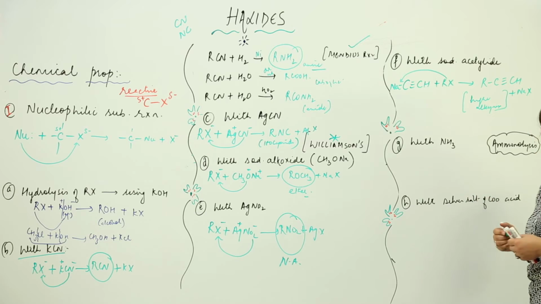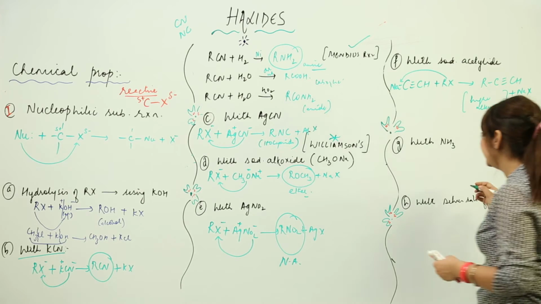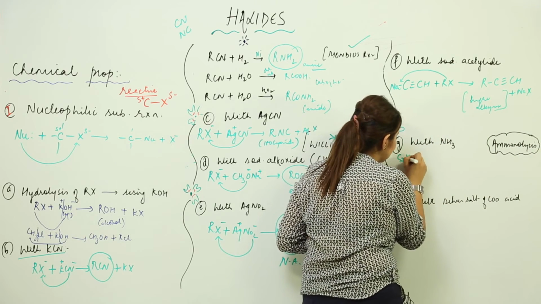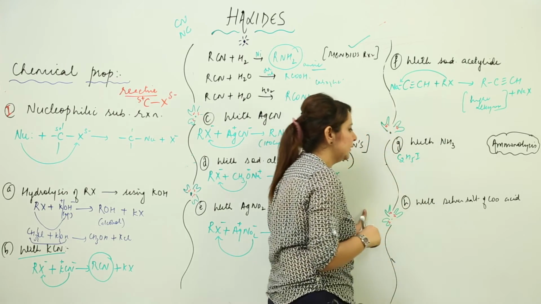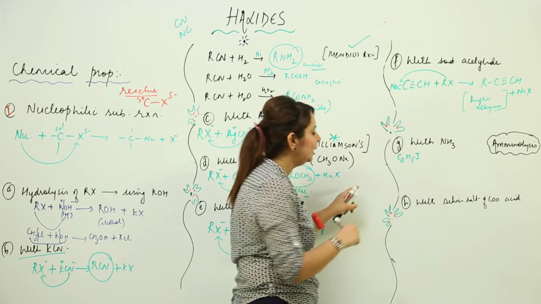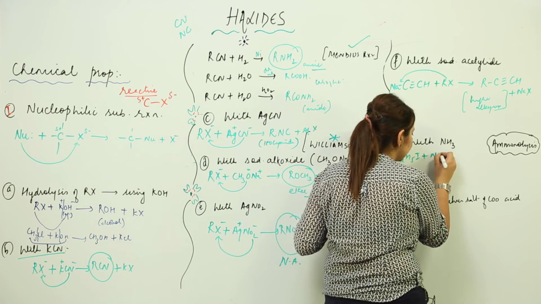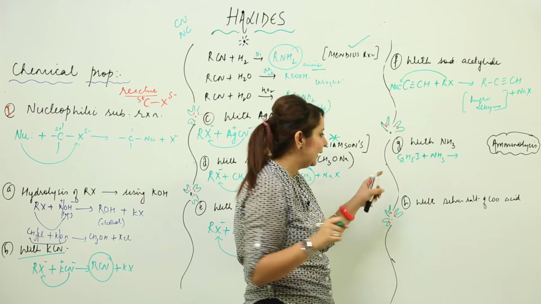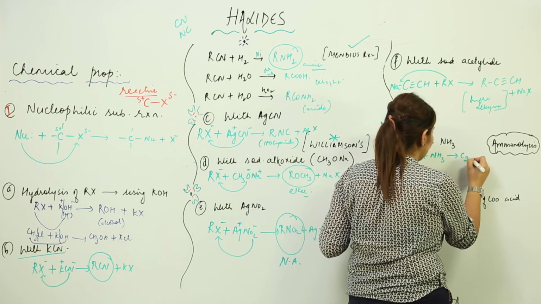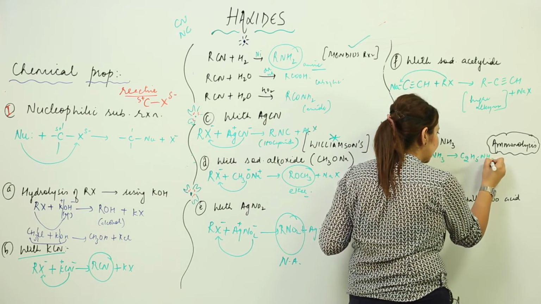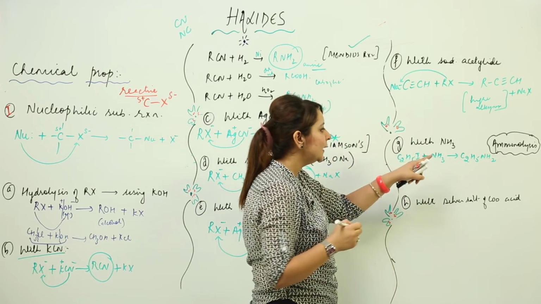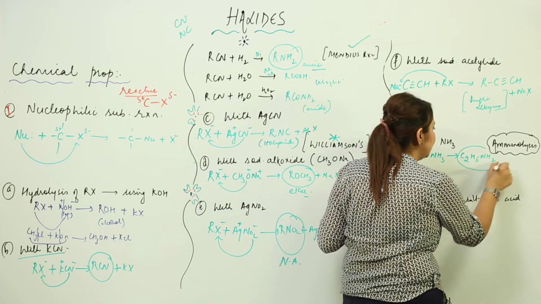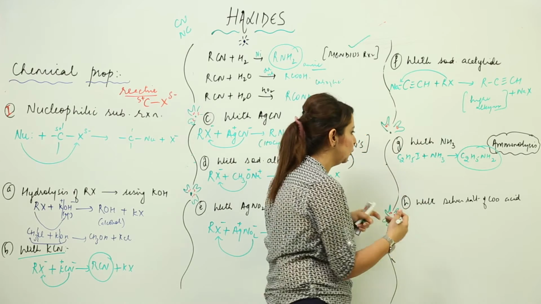Now with ammonia, it actually shows ammonolysis. See how? Suppose I have some alkyl halide, let's say ethyl iodide. I am adding ammonia to it. So whenever we add ammonia, we know that the NH2 group gets attached. So what is this going to form? Ethylamine. This is ethylamine.